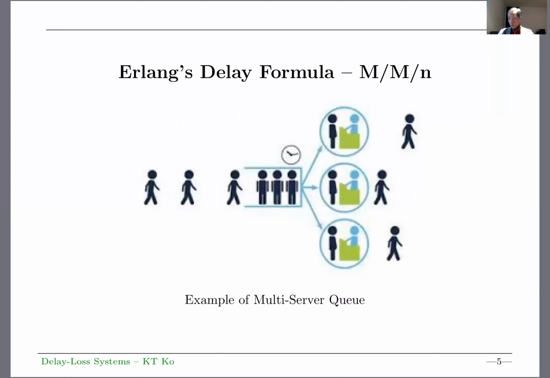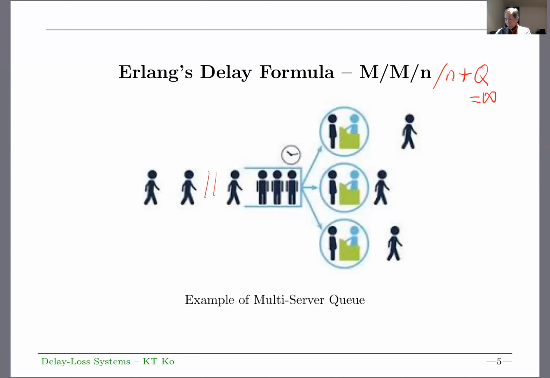Now the next one is the Erlang delay system. Erlang delay system is basically when the buffer size is equal to infinite or very large. Okay, in that case, we have these parameters. Now because it is by default infinite, we assume the buffer size here is very large.